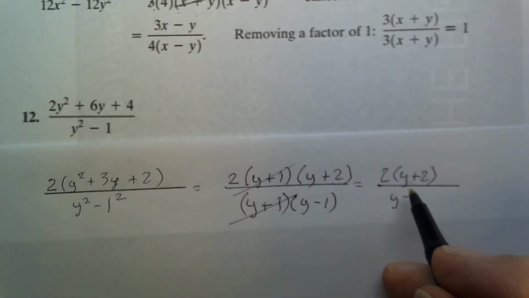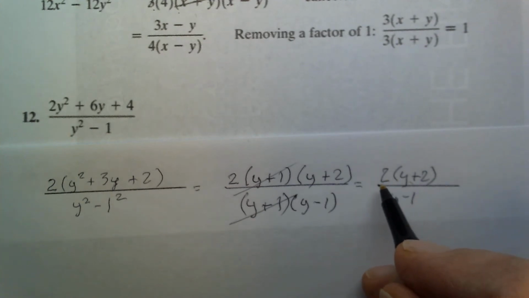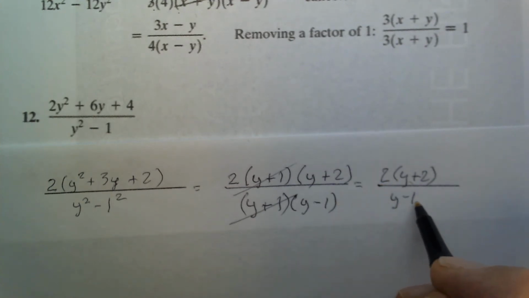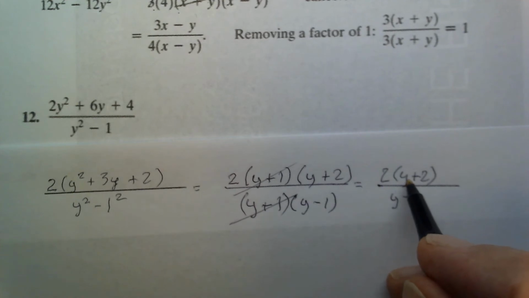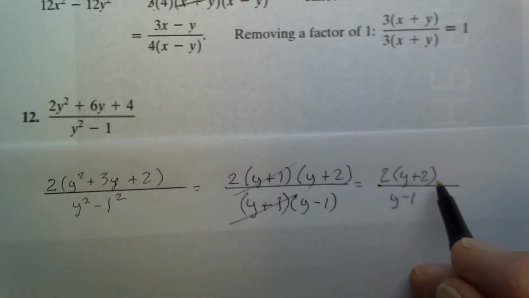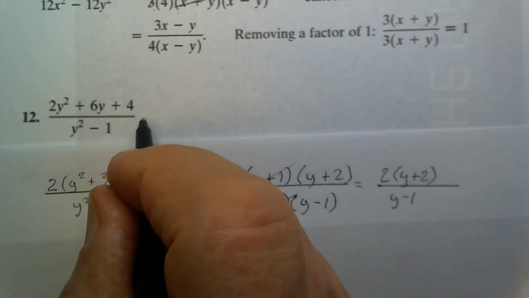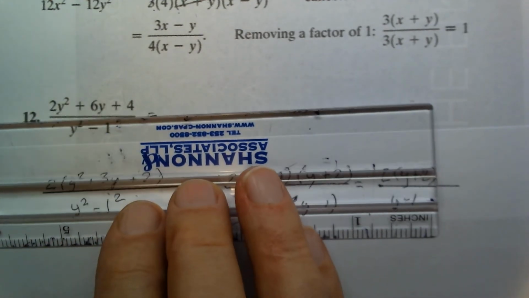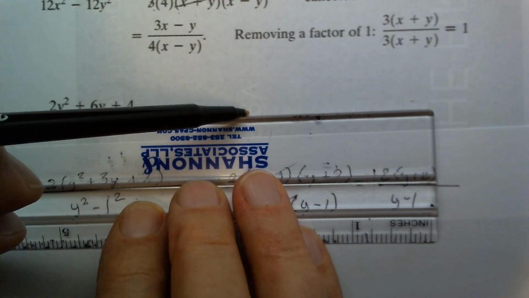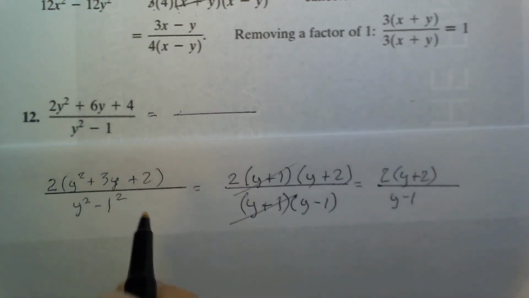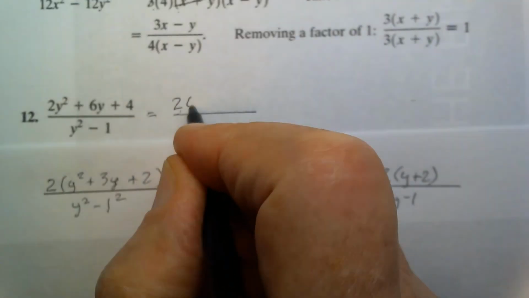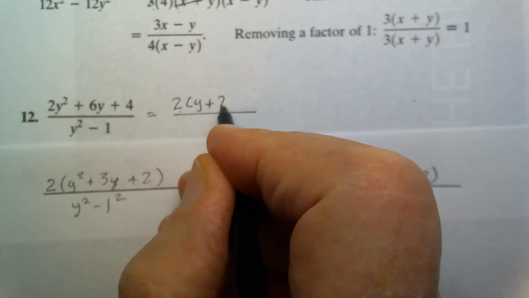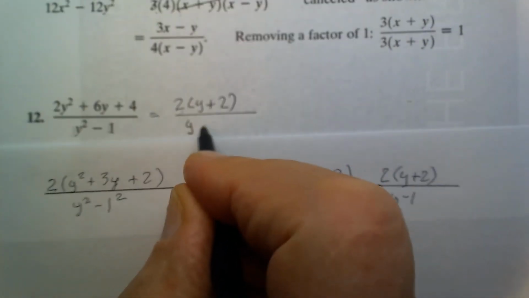And we typically leave the numerator, and in some cases when that's appropriate, the denominator also in factored form. In other words, we don't necessarily multiply this out. So then the answer to this exercise is 2 times y plus 2 divided by y minus 1.